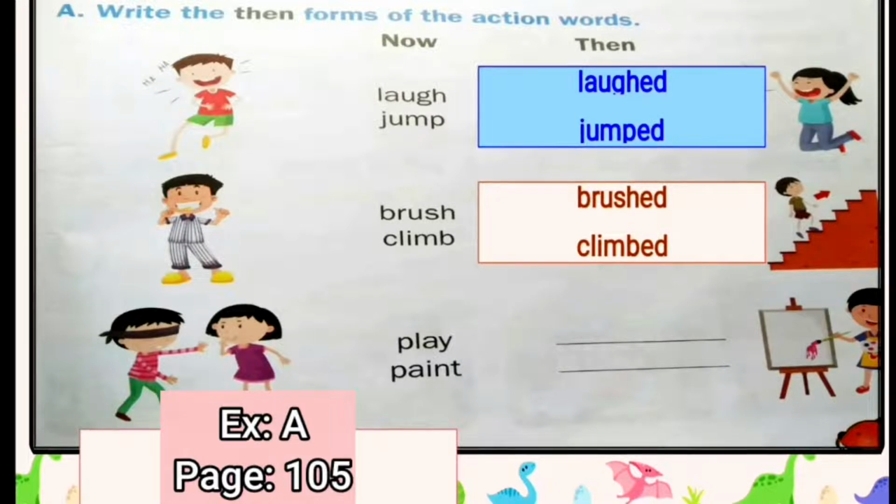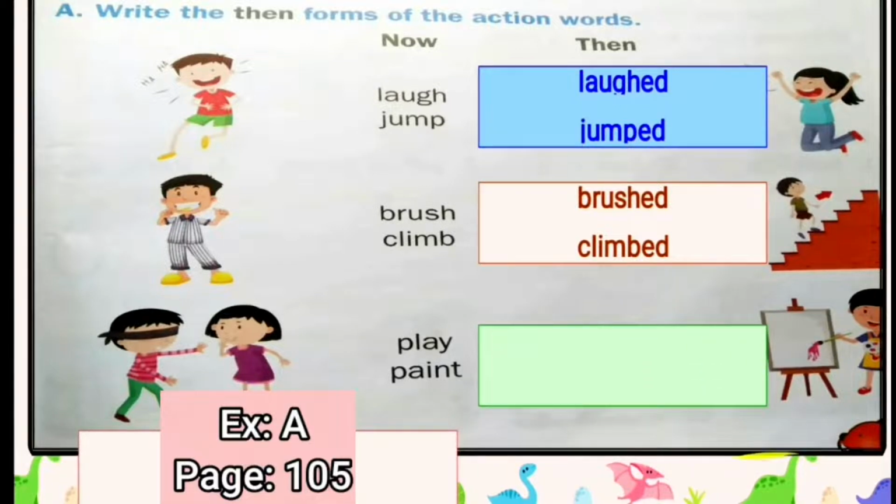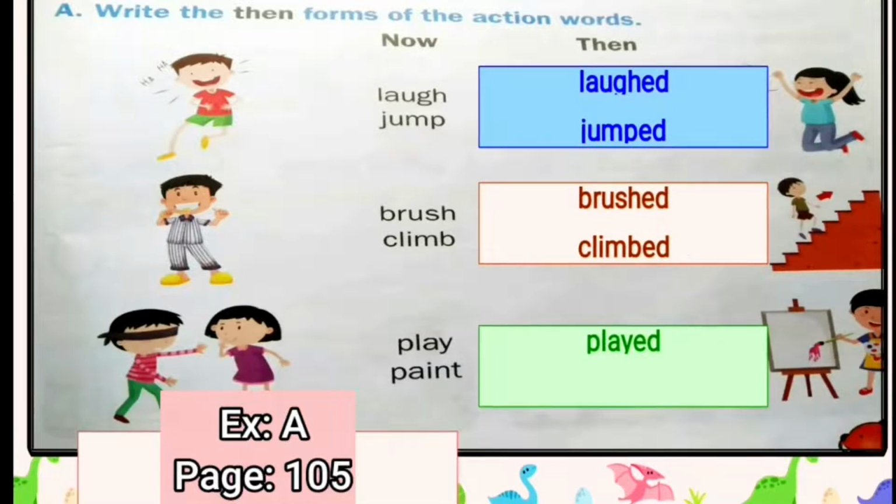Now number 3, that row. Play and paint. You can see the pictures on the left side and right side. So play, you have to add ed, isn't it? So let's add ed here. Played. And the second one will be painted. You have to add ed at the end of the action word. That's painted.